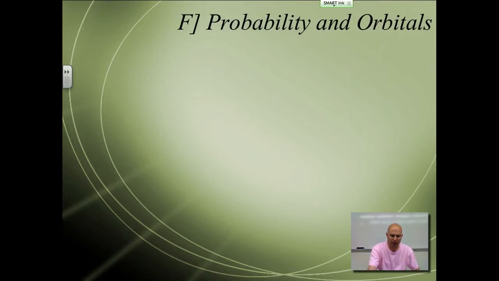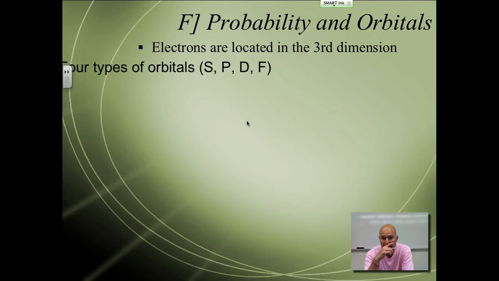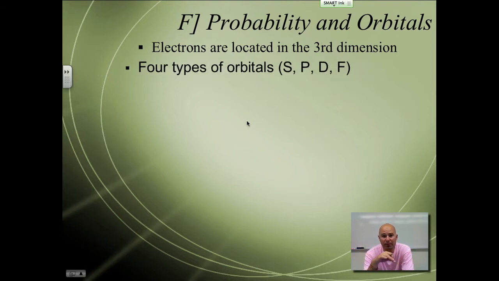Now that we know probability and orbitals, kind of what it basically is, there are different types, and we have 4 different types. We have the S, P, D, and F.